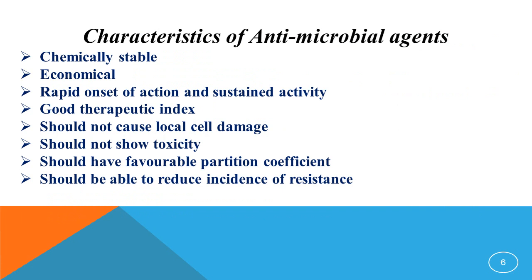Characteristics of antimicrobial agents, or ideal properties of antimicrobial agents. An ideal antimicrobial agent should be chemically stable. That is, it should not get degraded in the presence of chemicals, enzymes, radiation, etc. An ideal antimicrobial agent should be economical so that it can be afforded by all. It should have rapid onset of action, meaning as soon as it enters the body, it shows an immediate effect, and it should have sustained activity, or its activity gets retained over a long period of time.